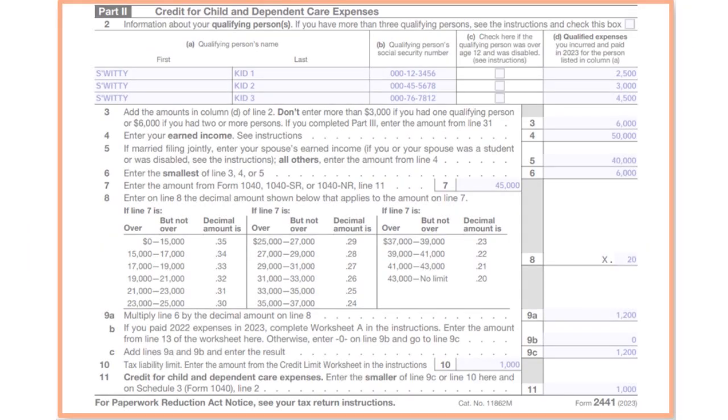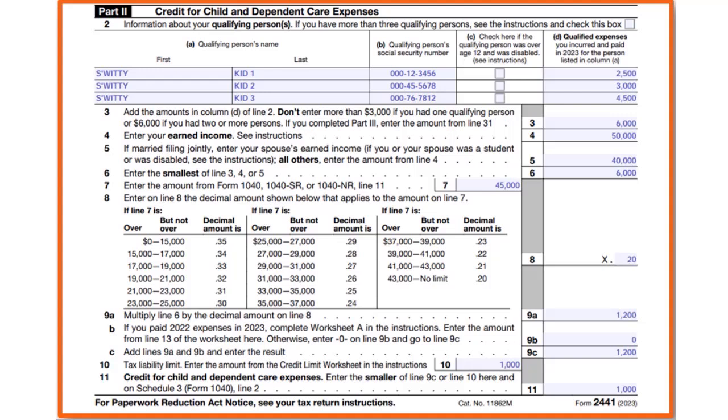And when we talk about part two, really it's about the care providers. So the name, the address, the taxpayer identification number. Okay, and then what happens here is that you are going to actually identify the care providers, and again by social security number or EIN. And don't forget that we are always in the spirit of transparency. You may need to attach receipts or statements from those care providers.